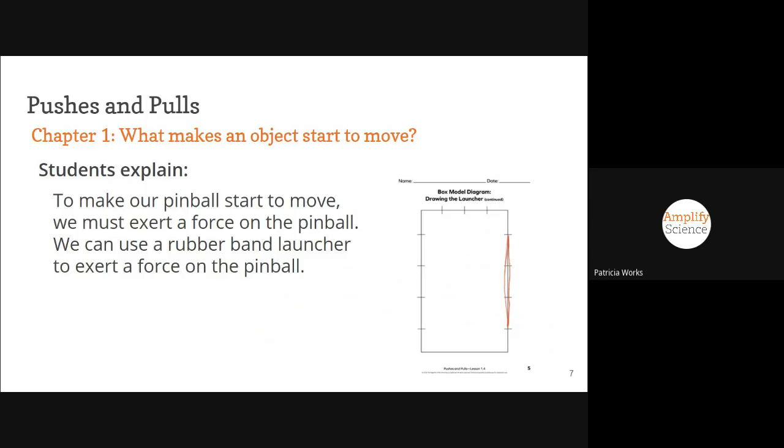At the end of Chapter 1, students return to the anchor phenomenon. They explain that to make a pinball move, a force must be exerted on the pinball. They have learned that they can use a rubber band launcher to exert a force on the pinball.